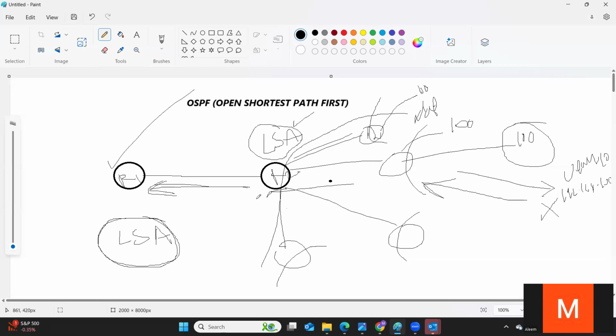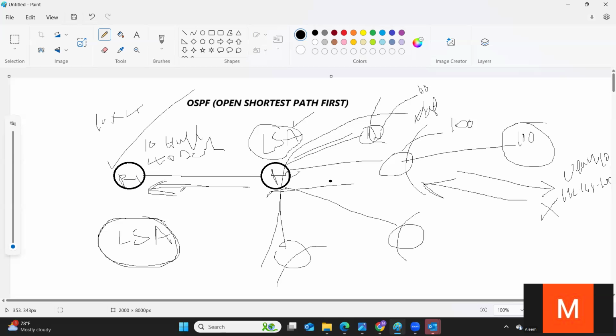Here we also have timers. In OSPF, 10 seconds is the hello timer and 40 seconds is the dead timer. It varies based on the network type, but by default the timers are 10 and 40. You can assume it's 10 times 4, which is 40. So the dead timer is 4 times the hello timer.